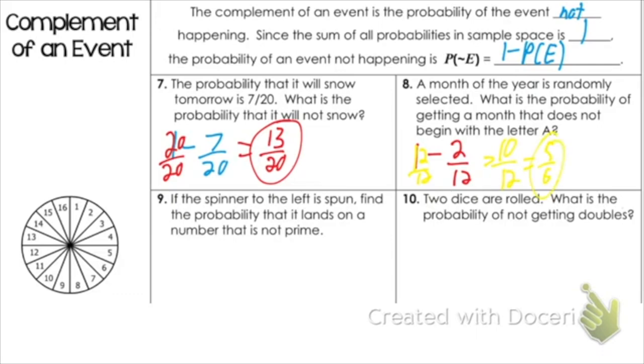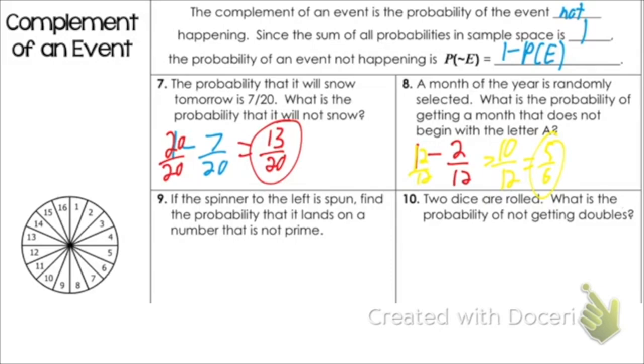The other way you could do it, could you just add up all the months that don't start with A? Sure, you could say, okay, January, February, March, May, June, July, September, October, November. Oh, that's 10 of them. And go from there. Does that make sense how you kind of go about it both ways? So you can subtract what you know, or you can add up another option. Okay.